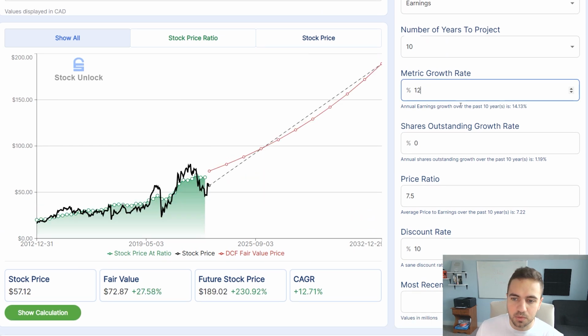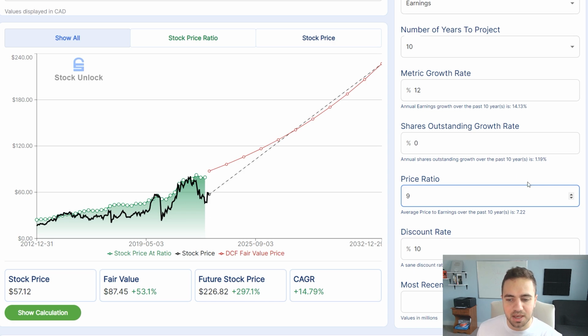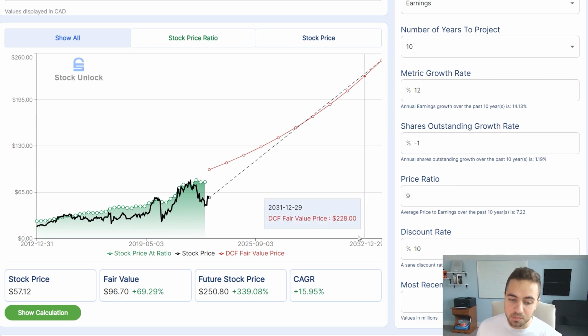Honestly, I think that they're going to grow at 12% annually. I would not be surprised to see their price ratio expand to 9 to put them more in line with how other banks in the market trade. And I'm going to say that they're going to buy back 1% of their shares annually. And when we do this, we get a fair value for the stock of $96.70, which is about 69% above where the stock is currently trading.